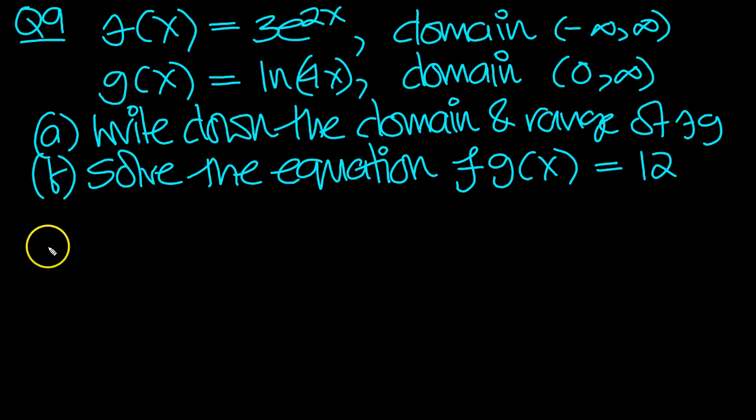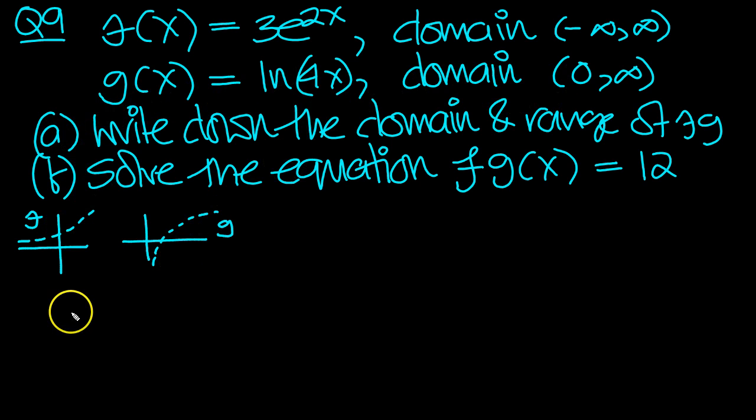So let's just, in our mind's eye, draw a picture of these things. 3e to the 2x is easy to draw. The domain is minus infinity to infinity, like so, and that's f. And then g, for example, is the log function, so that's only valid for the positive reals, isn't it? And it just looks like this. And this is the g of x function here. So this would be g and this would be f.